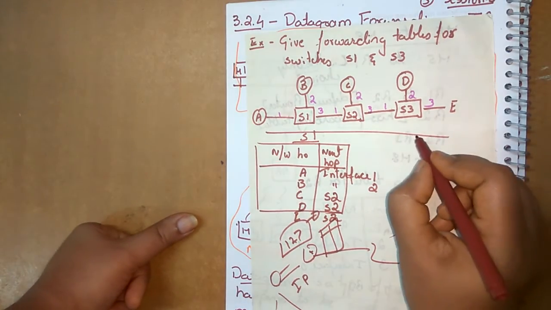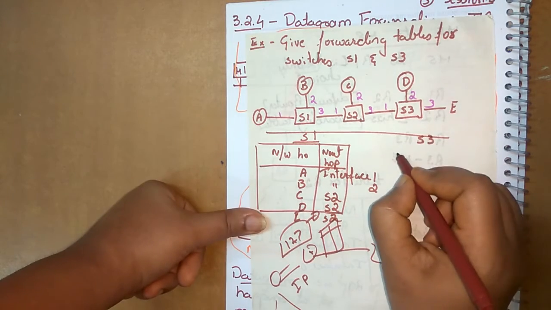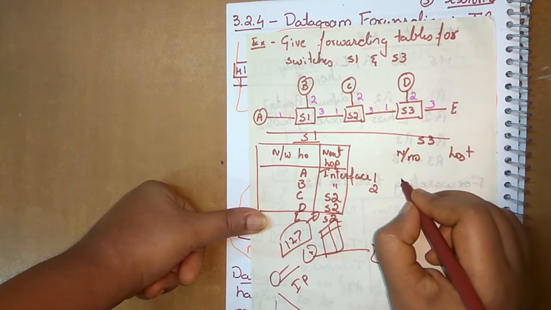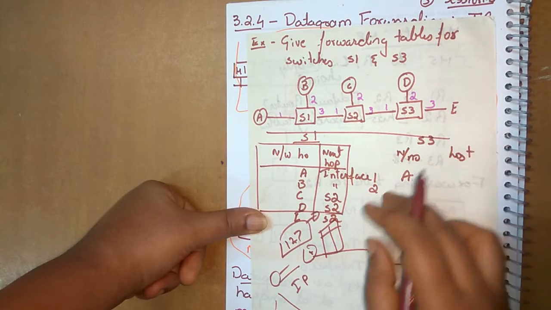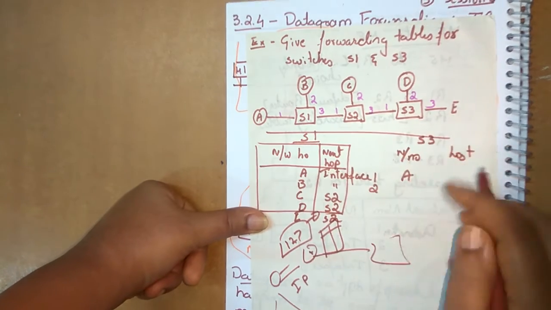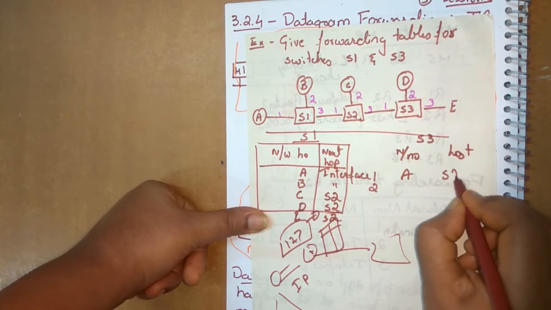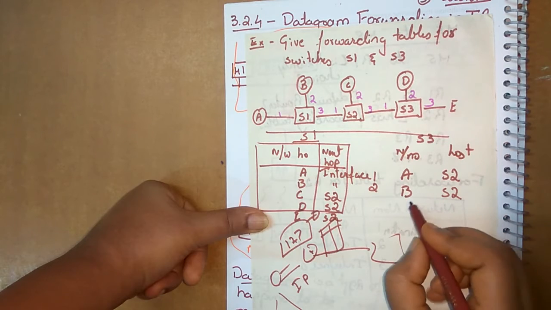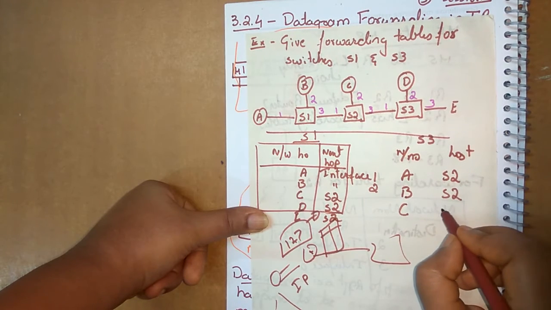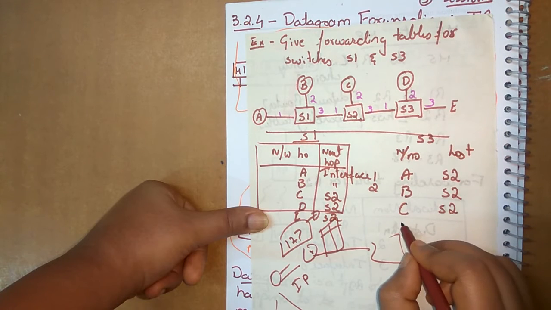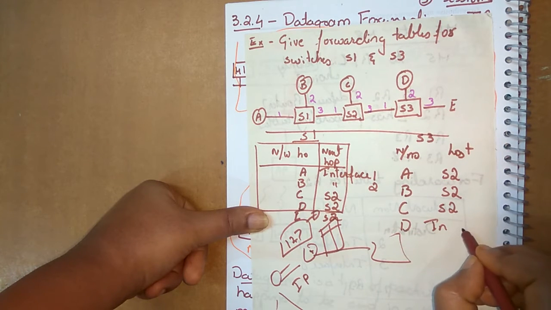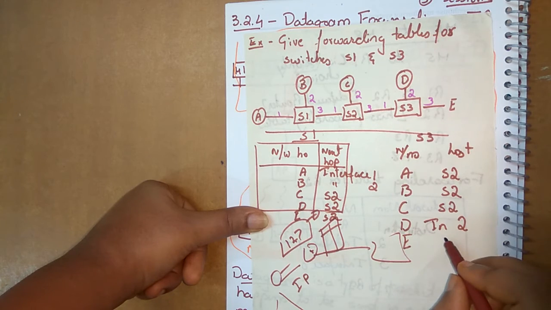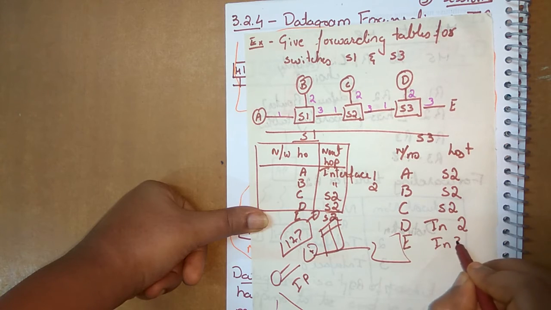Similarly, they asked for the S3 network numbers and hosts. Network number A, I have to forward to switch 2. B is also S2. C is also S2. D is interface number 2, and E is interface number 3.